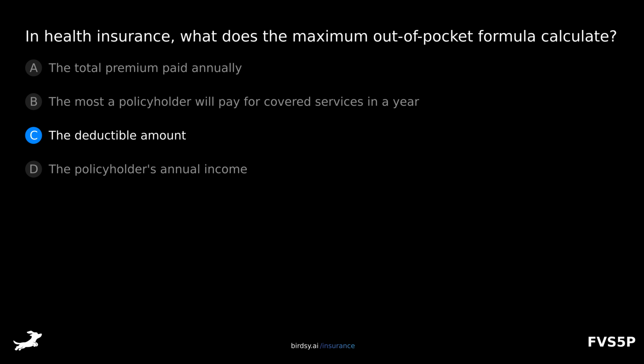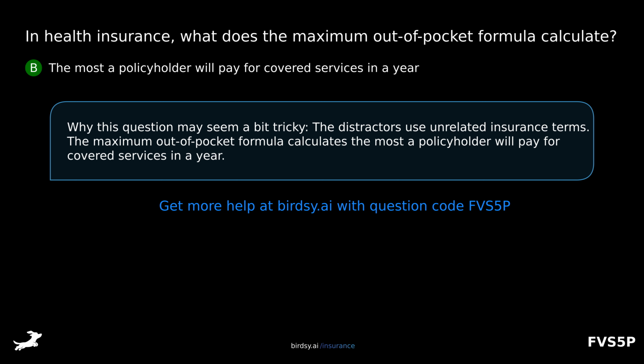The deductible amount, or D. The policyholder's annual income? The answer is B. The most a policyholder will pay for covered services in a year. Why this question may seem a bit tricky. The distractors use unrelated insurance terms. The maximum out-of-pocket formula calculates the most a policyholder will pay for covered services in a year.